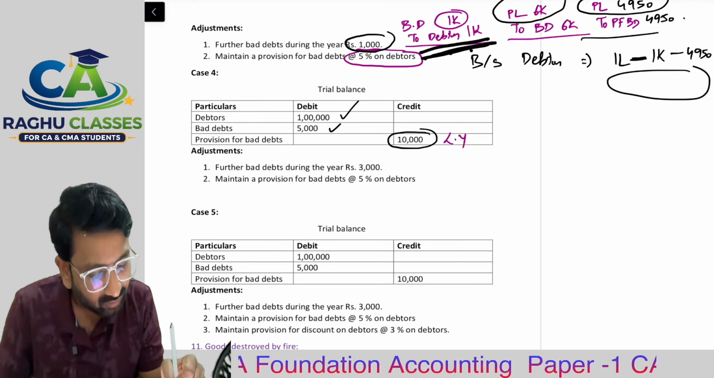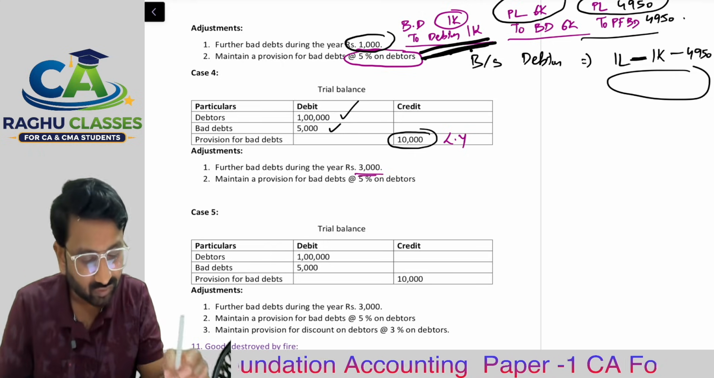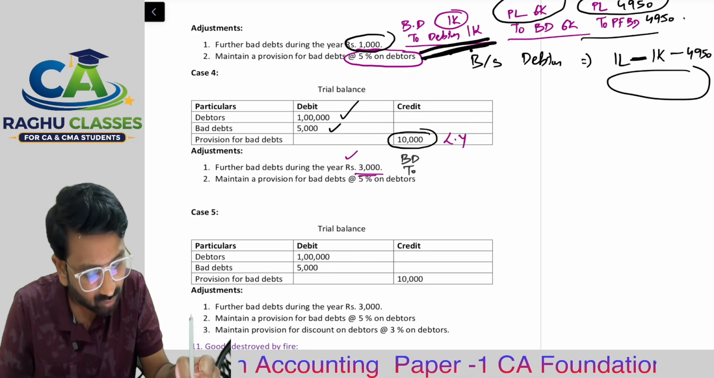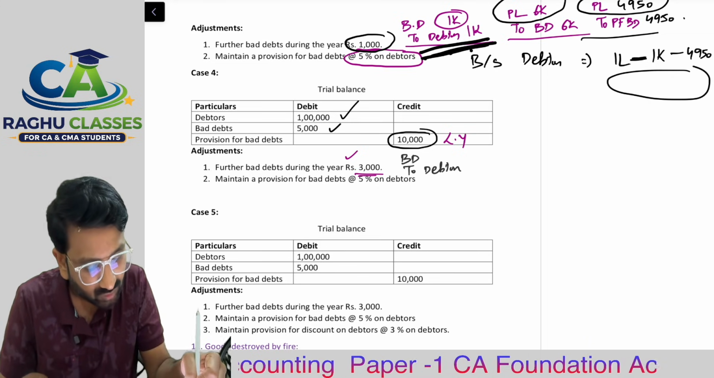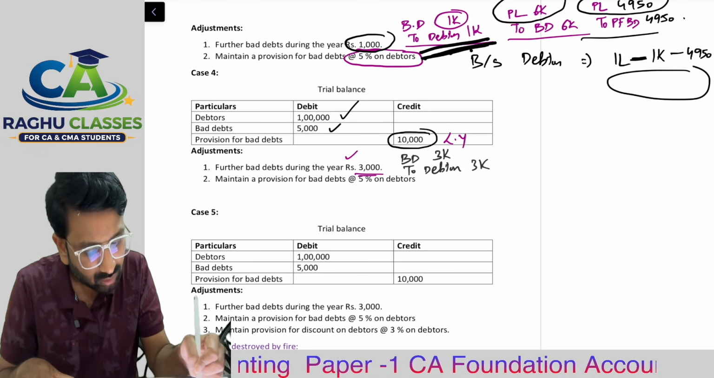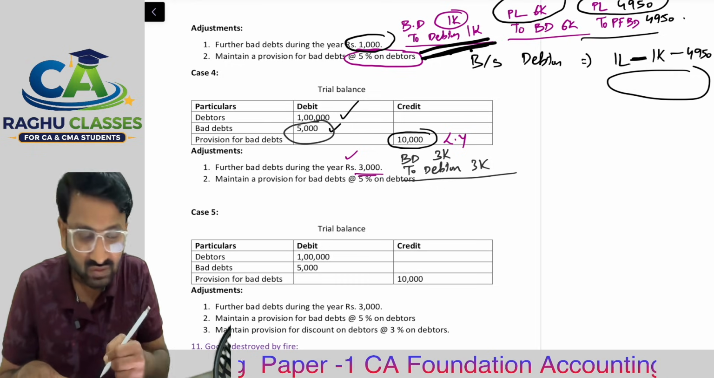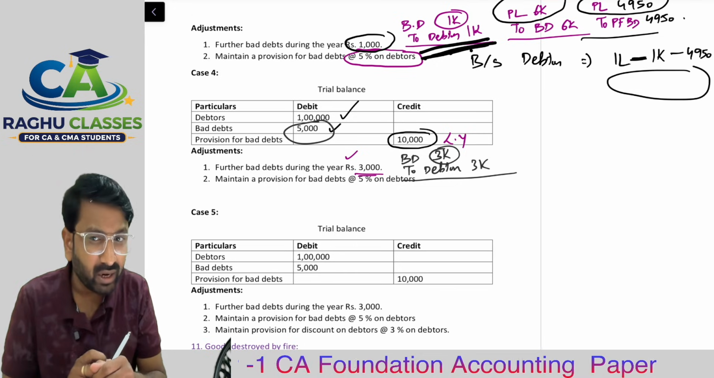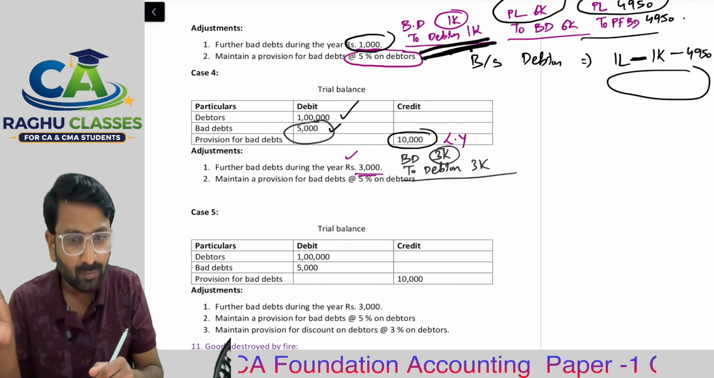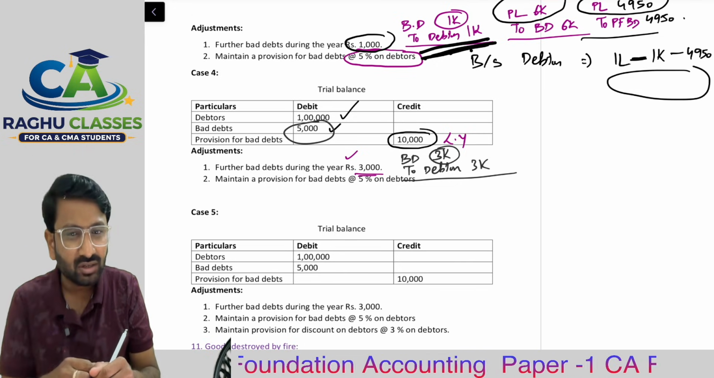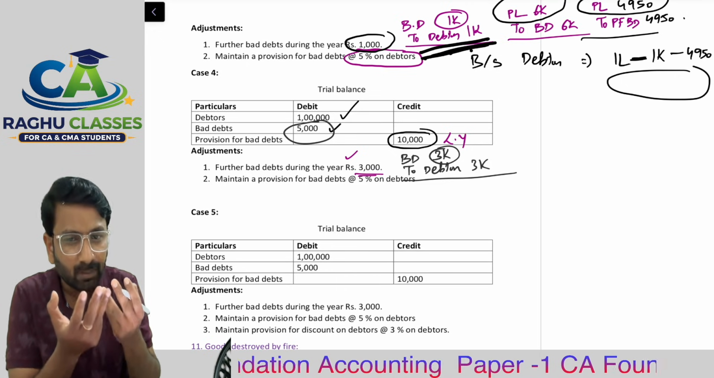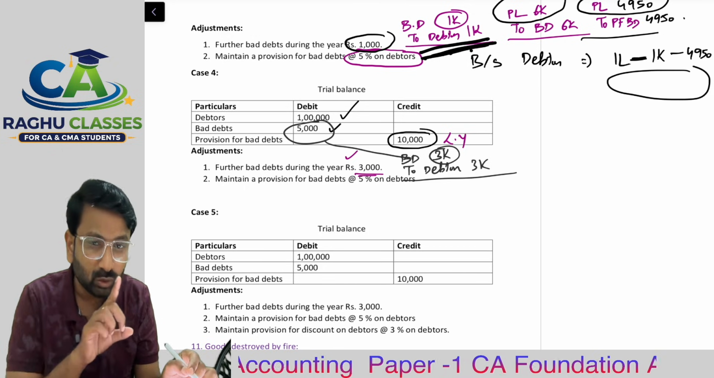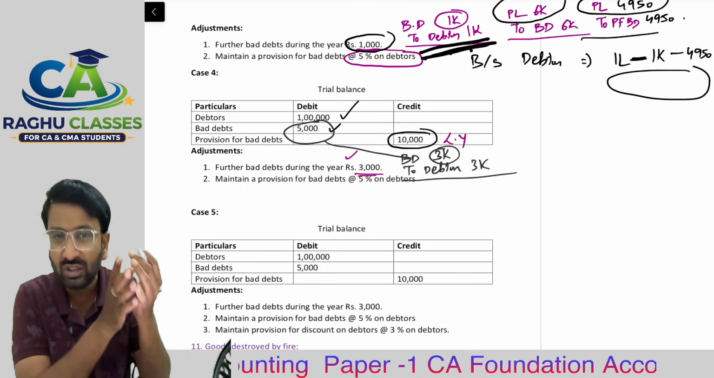Now, further bad debt 3,000 is there. This entry is not yet made. So first I will make the entry for that. Bad debt to debtors 3,000. So total bad debt will be already 5,000 plus 3,000. So my total bad debt will be 8,000. But this 8,000 bad debt, I will not put in the P&L because you already made a provision in the last year. Now, what is the point of making a provision if we don't use it? So the 8,000 bad debt, I don't transfer to P&L, rather I will utilize the provision for that.